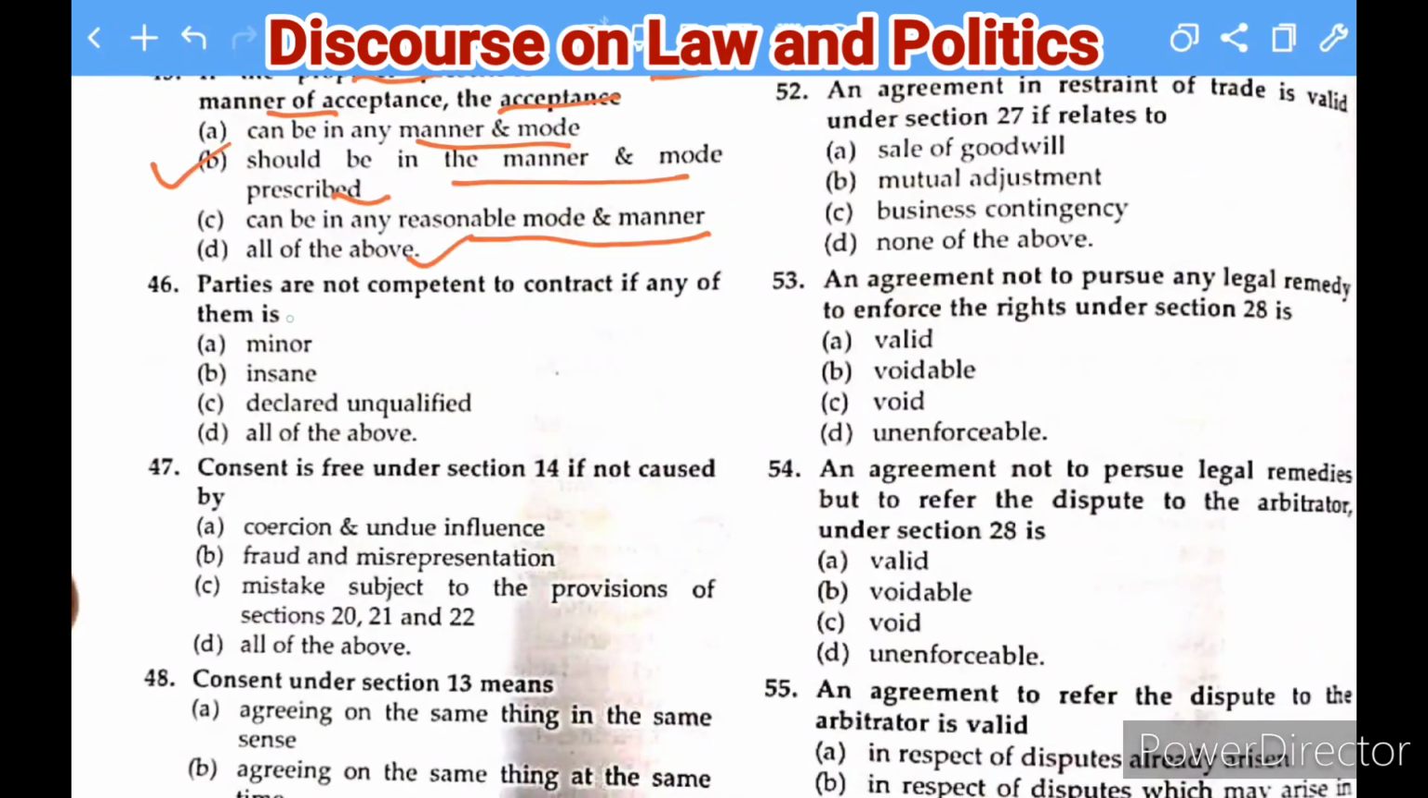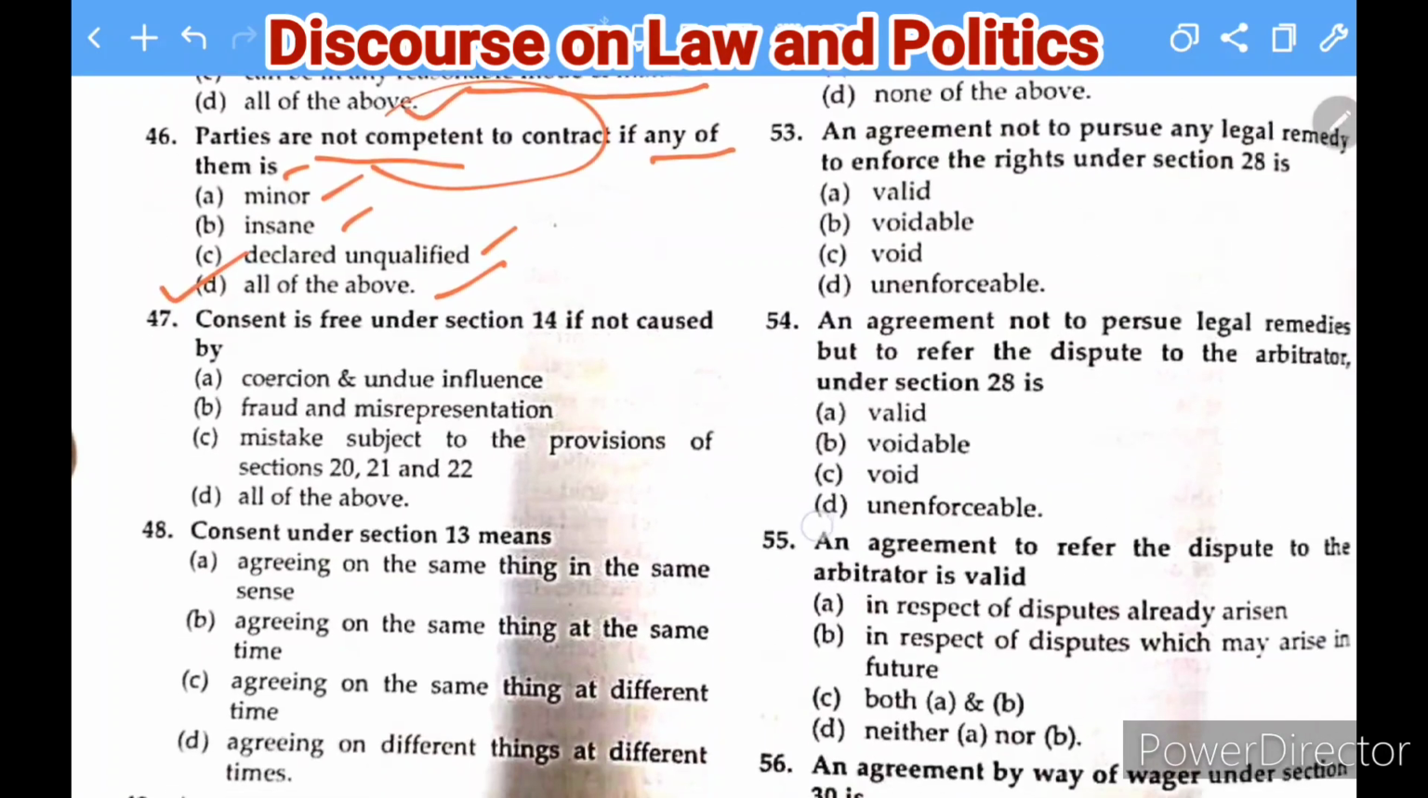Going to the next question, parties are not competent to contract if any of them is minor, insane, declared unqualified, or all of the above. So what you find here, my dear friends, for the competency to contract, all these factors are important. So that means all of the above is correct.